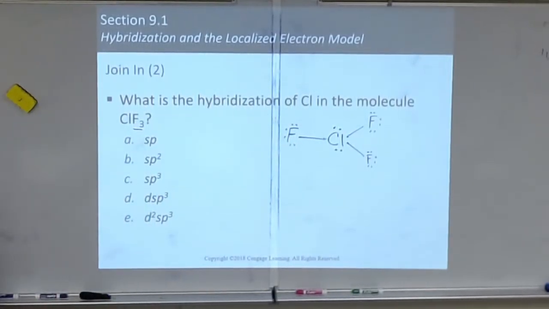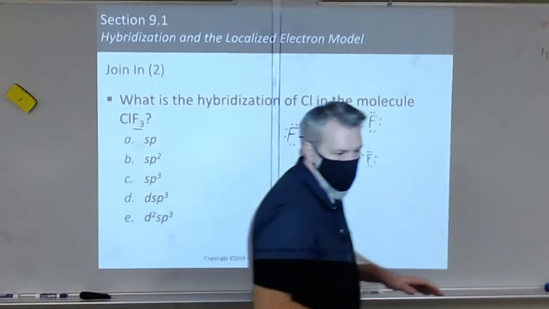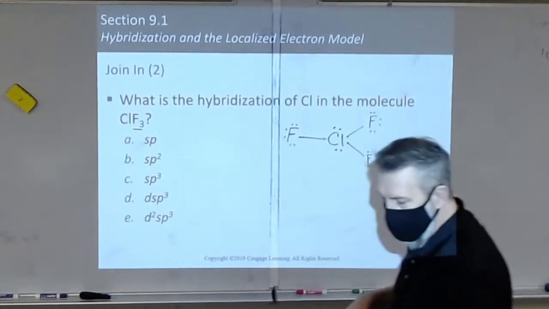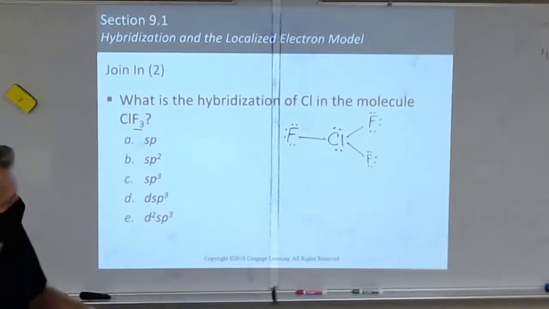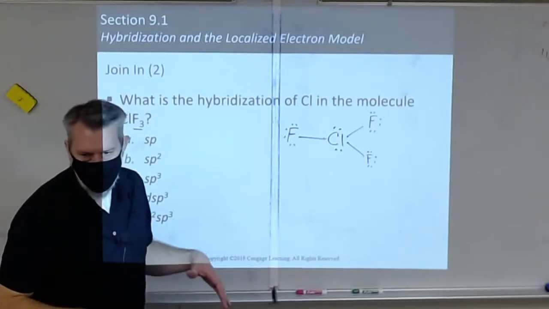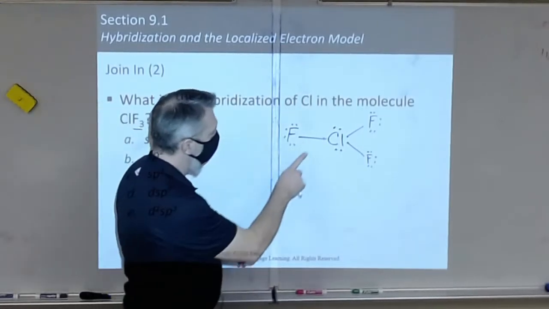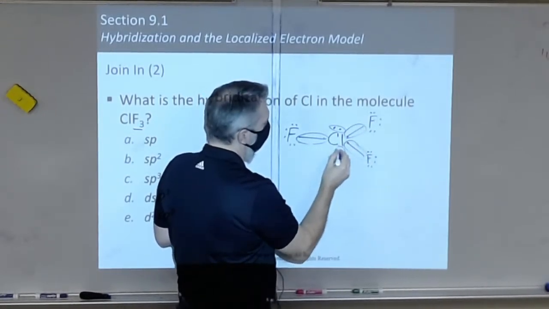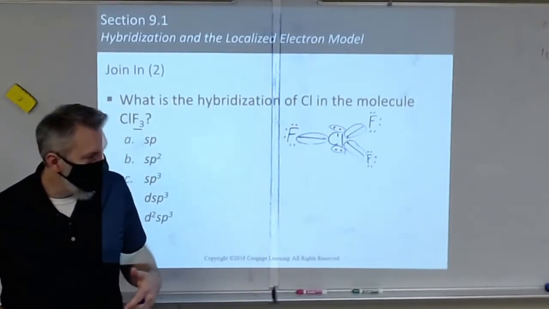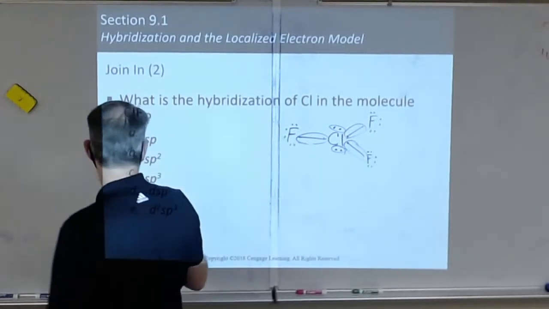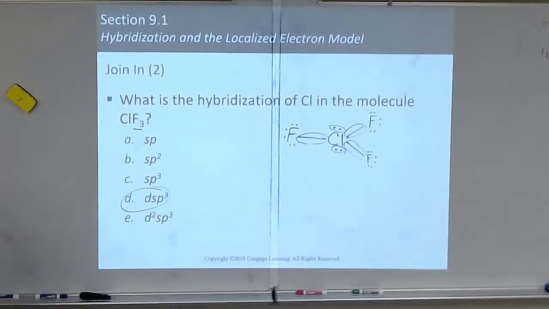So do all my electrons have buddies? Everybody's got a pair. Every electron has a buddy. Remember, that's one of your jobs, is to matchmaker all the electrons so they're all happy together. Now, I'm going to look at this, and I'm going to say, well, how many regions of electron density around the chlorine? 5. I have 1, 2, 3, 4, 5. 1, 2, 3, 4, 5. And if it's going to be 5, it's going to be what? dsp3. What's that?